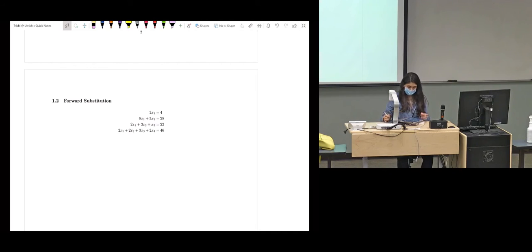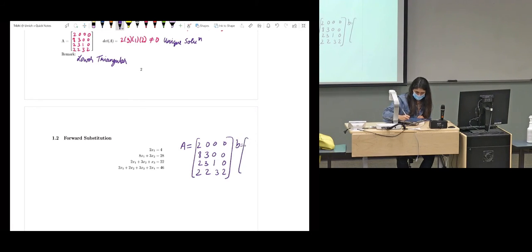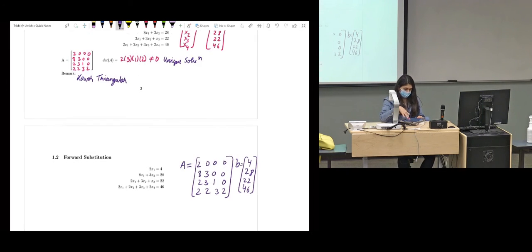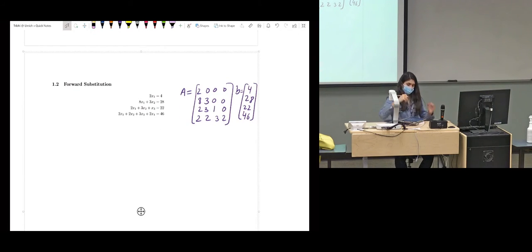I'm gonna copy our A matrix right here. I'm gonna get 2, 0, 0, 0, 8, 3, 0, 0, 2, 3, 1, 0, and 2, 2, 3, 2. And the B, which is 4, 28, 22, and 46. So my A and B that we found right here. X is in order. I'm not going to write that down again.